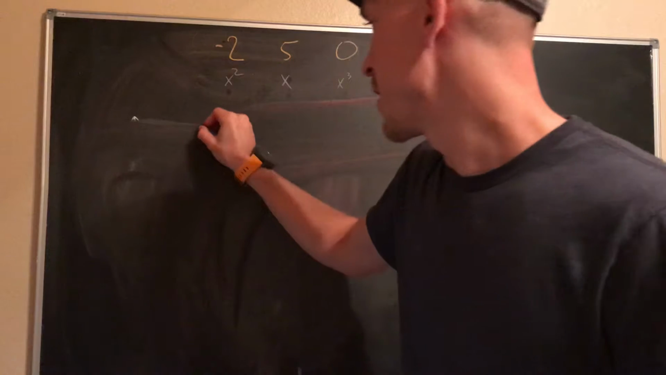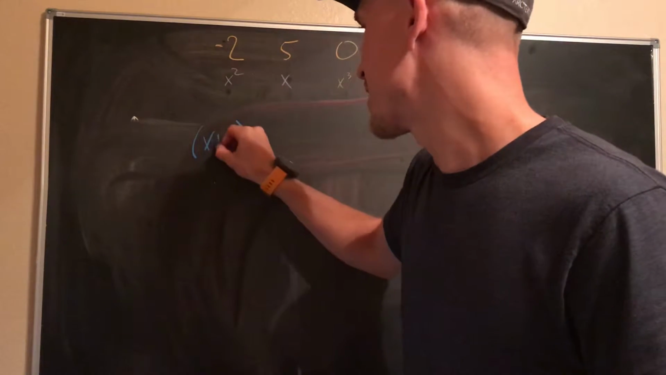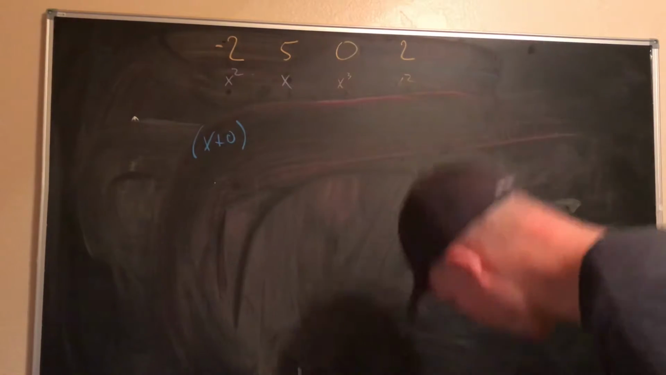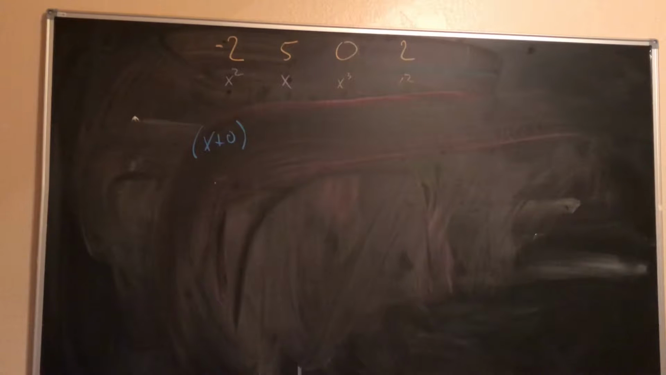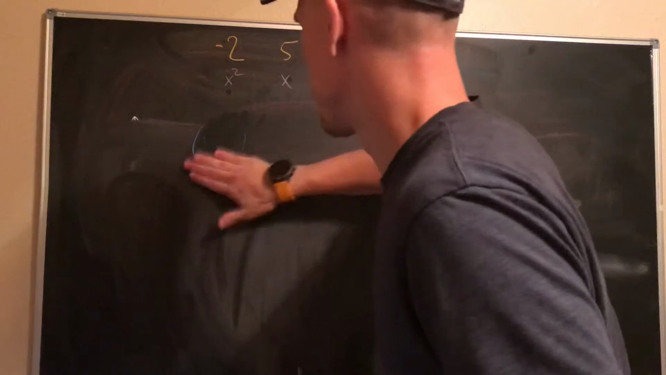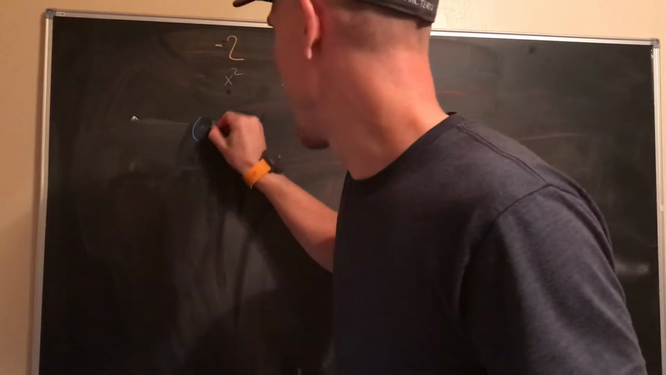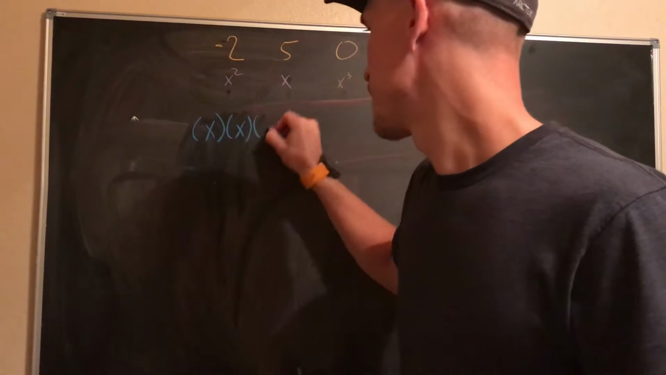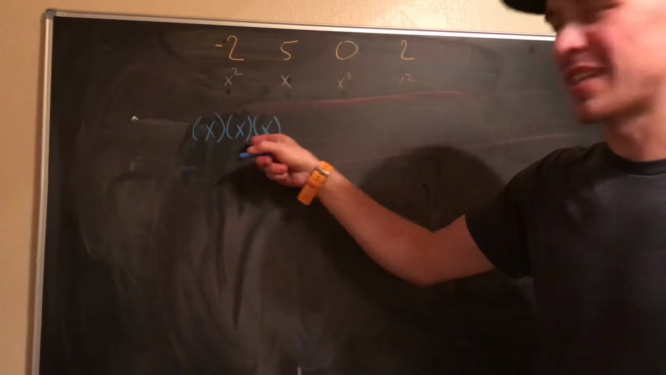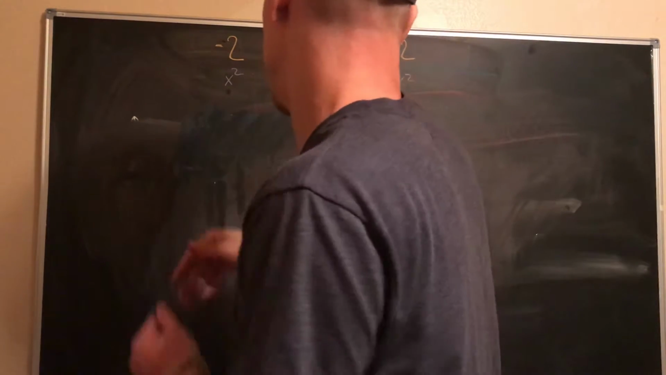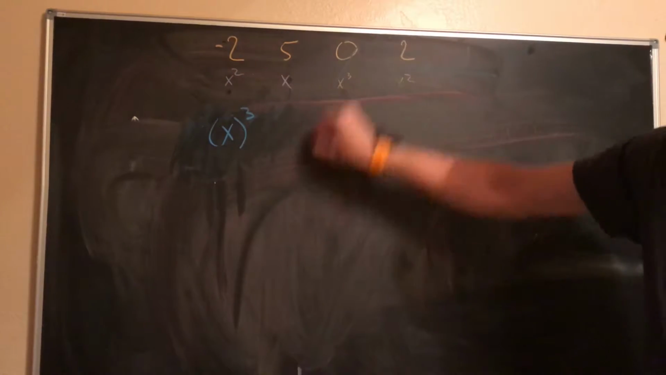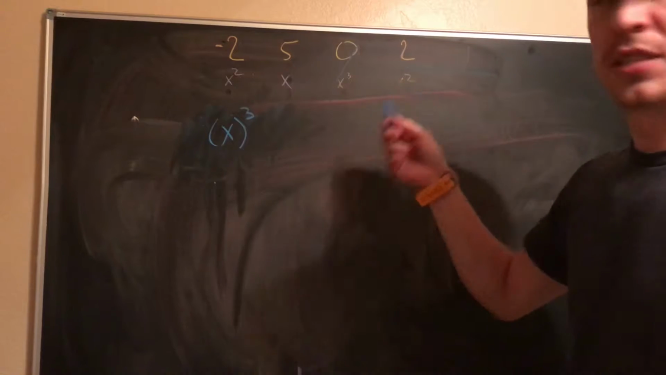Now, typically you would put in a parenthesis x plus 0. Does x plus 0 even mean anything? It doesn't. So I'll just put x there, and because there are 3 of them, I'm going to do it 3 times. But x times x times x is just x to the third. Cool? Great, that one's done.